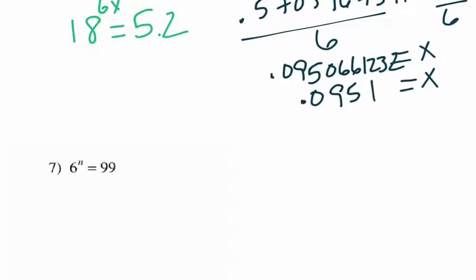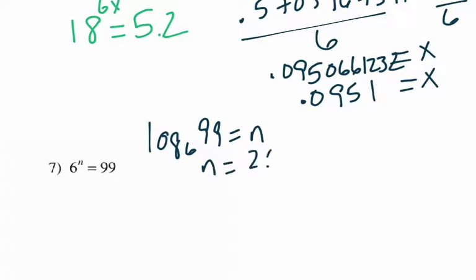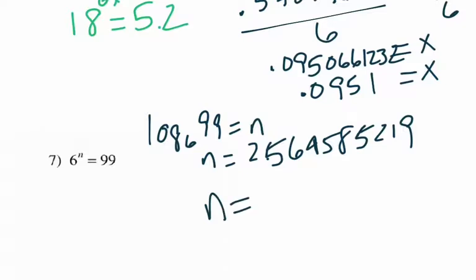So for some reason I skipped number 7, but let's go back and do that one. We're going to write it logarithmically. Log base 6 of 99 is equal to n. So I'm going to press the same buttons in my calculator. We're going to do log base 6 of 99. So I wind up with n is equal to 2.5645852219. And then when I round appropriately, I wind up with 2.5646. Okay, now I just did number 9, so now I'm going to move on to number 11.